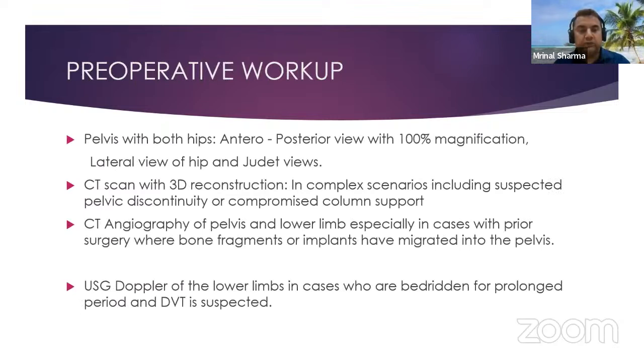Perioperative workup needs to be with pelvis, both hips X-ray, Judet views, CT scans, especially in scenarios where you might encounter pelvic discontinuity or the column is compromised. A CT angio for cases where the pelvis or the cup has migrated into the pelvis, and ultrasound Doppler for patients who might have been bedridden for a long time with suspected DVTs.